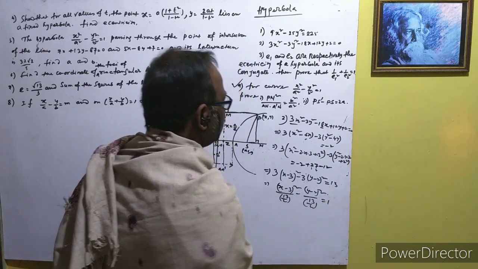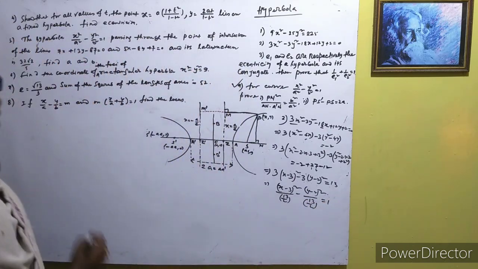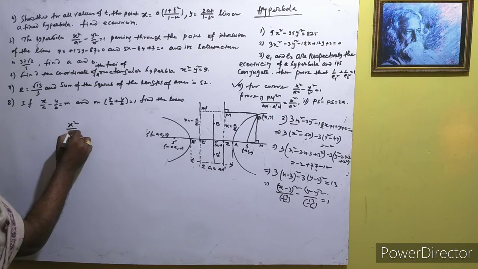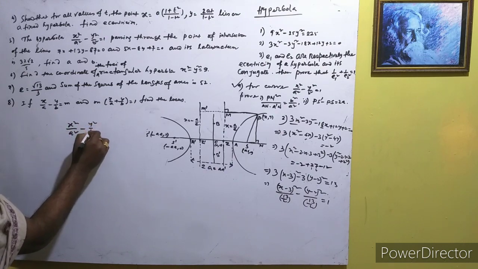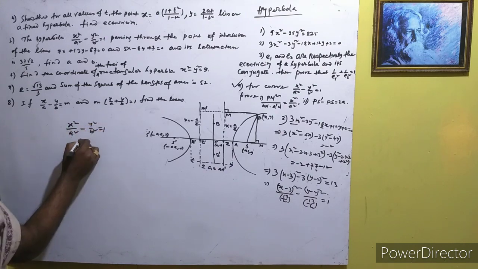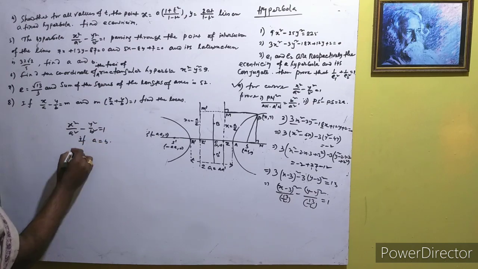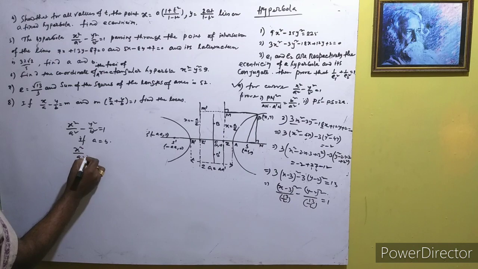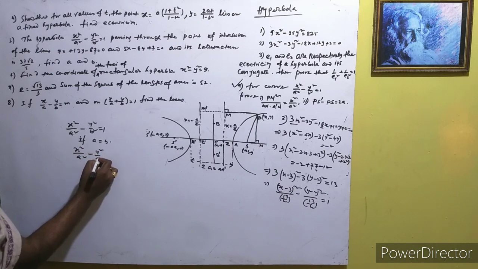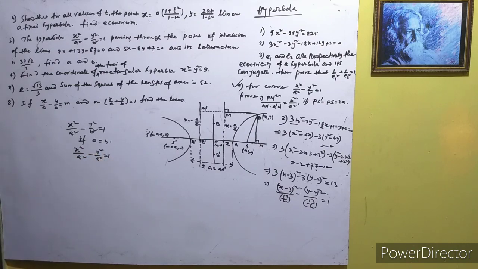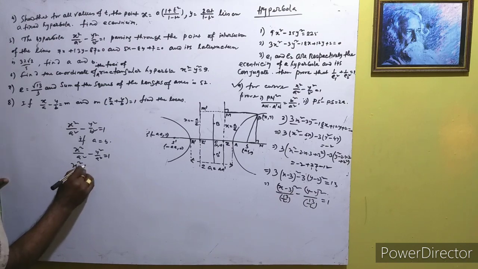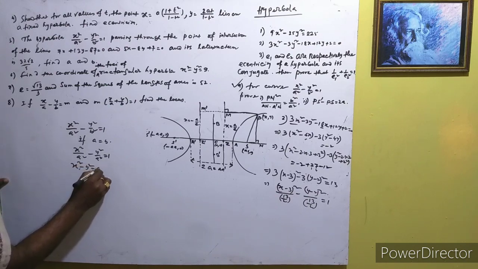And see students, another point I want to introduce here. If the equation be x square by a square minus y square by b square equal to 1, if a equal to b, then we can write it like this. So that type of hyperbola is called the rectangular hyperbola when a and b are same.